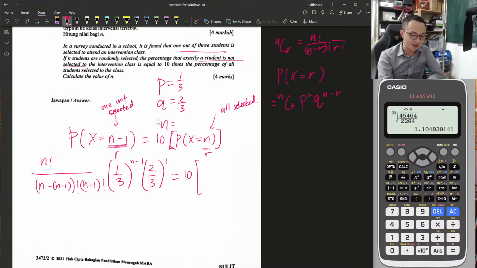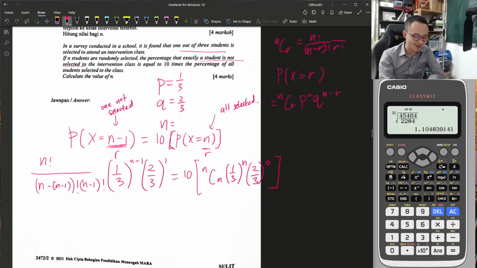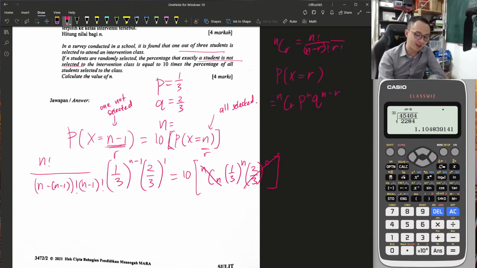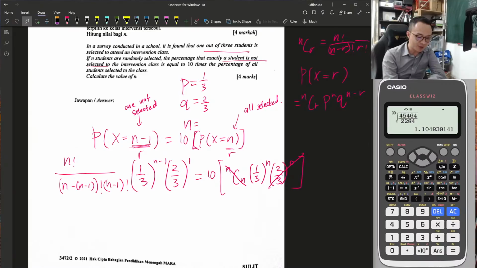Alright, so this one will be nCr. This is nCn, right? So nCn is basically 1. And then 1 over 3 to the power of n, and then this one will be 2 over 3 to the power of 0, isn't it? I hope I didn't make any mistake. Alright, so let's do it. nCn is just 1, I can ignore it. Then this one is 1 also, I can ignore it. So I just want to solve this one, n minus 1. Even though there is a factorial, this is basically n minus n, which is 1 factorial, isn't it?